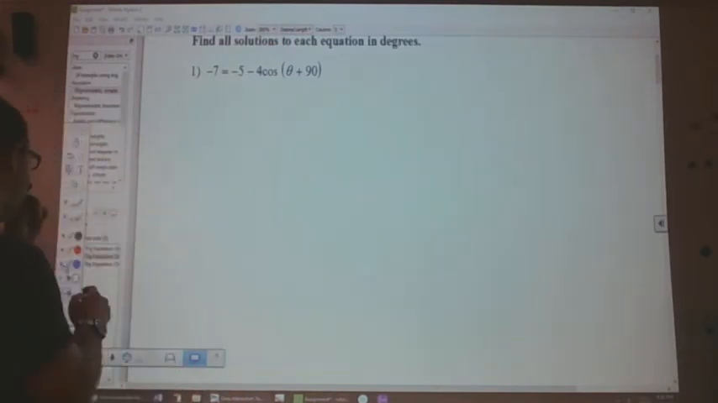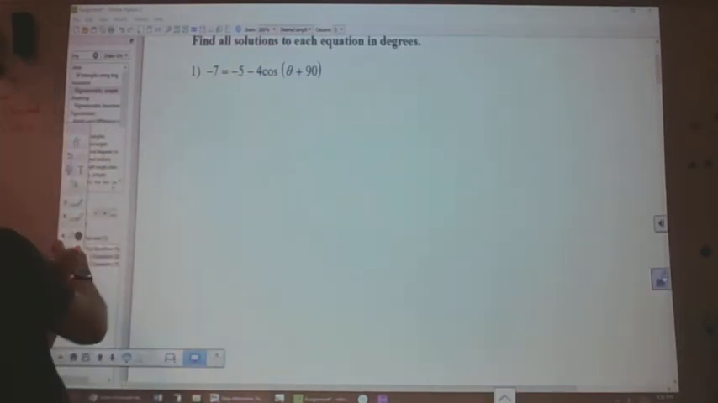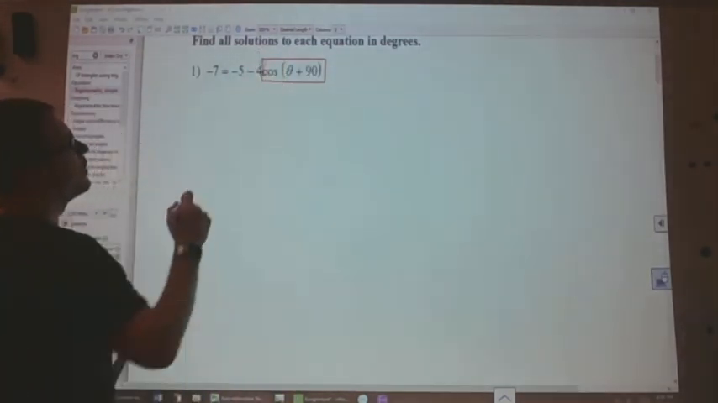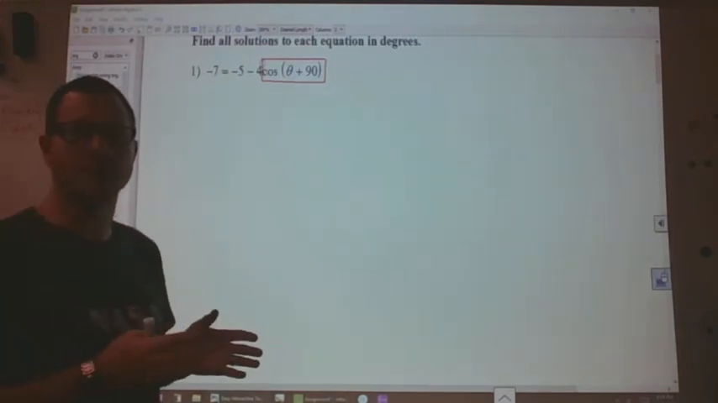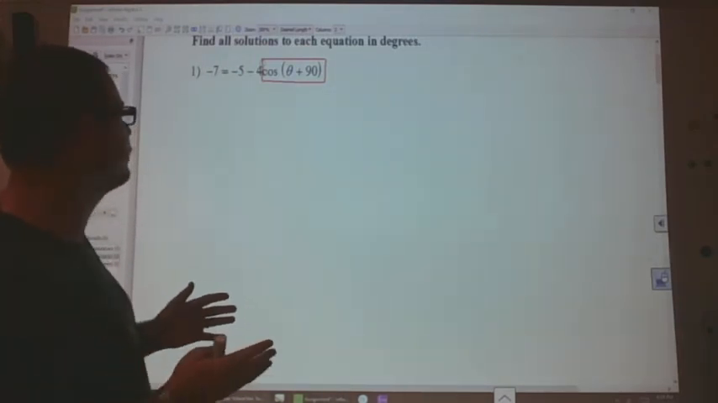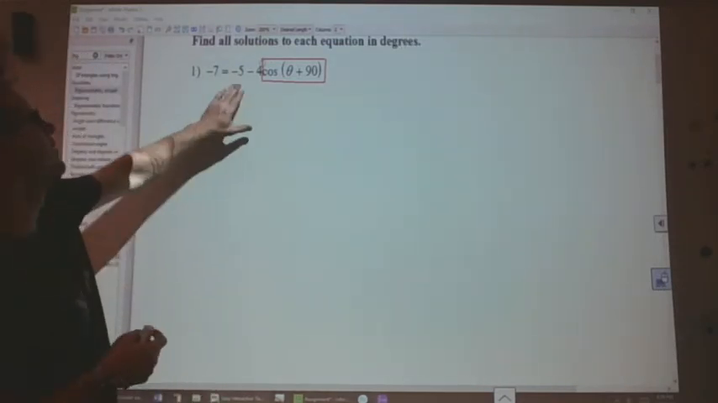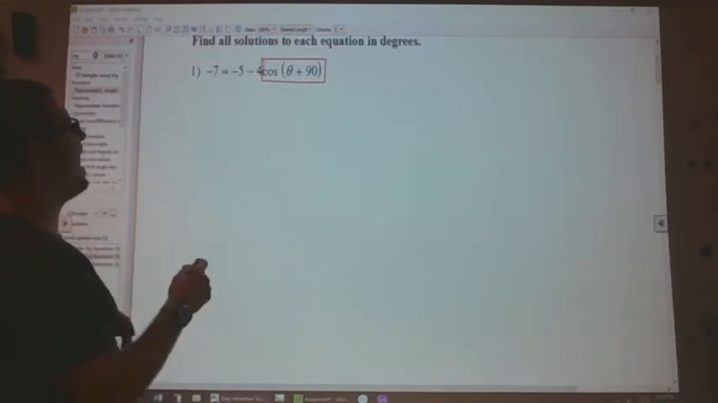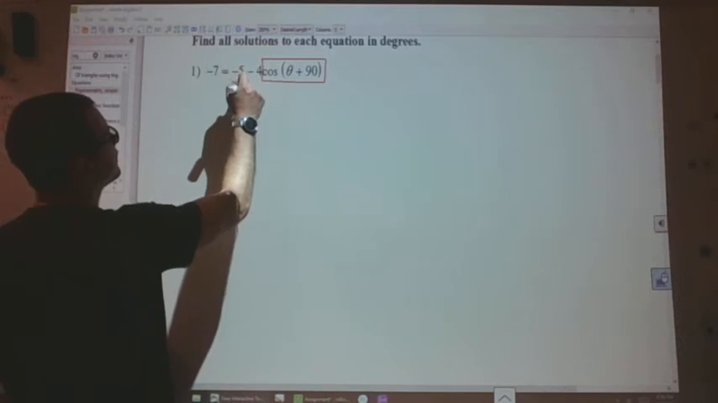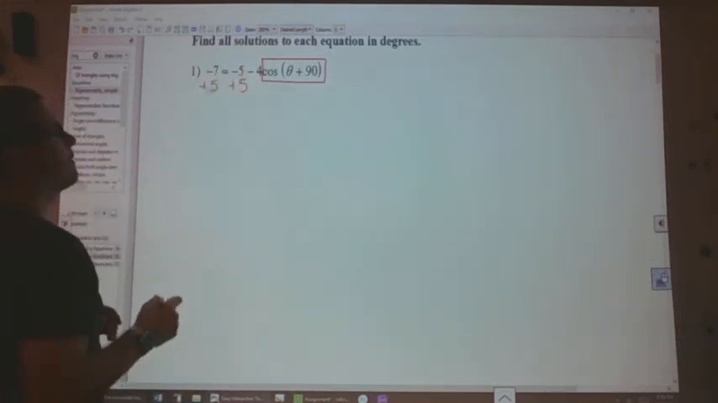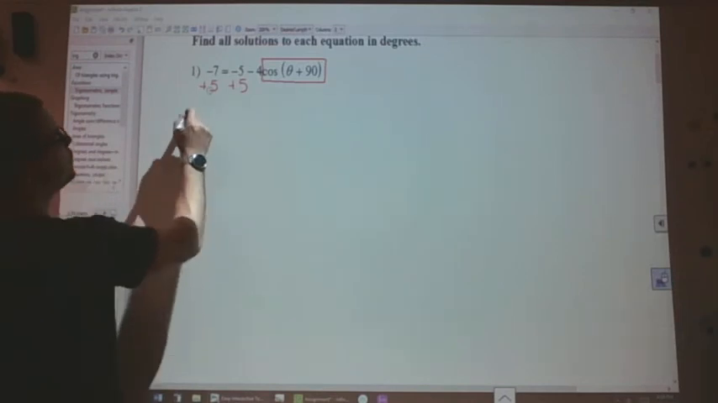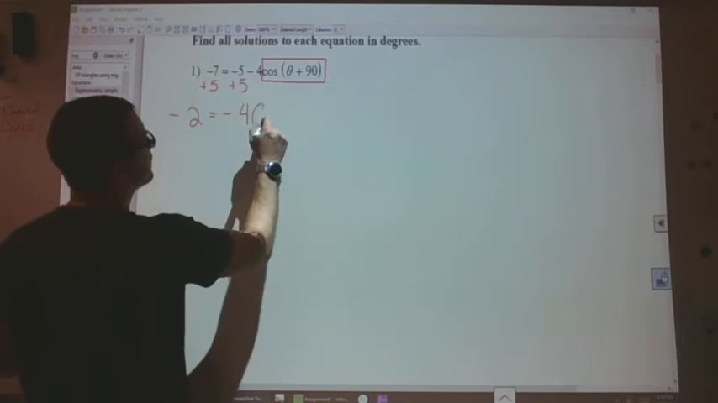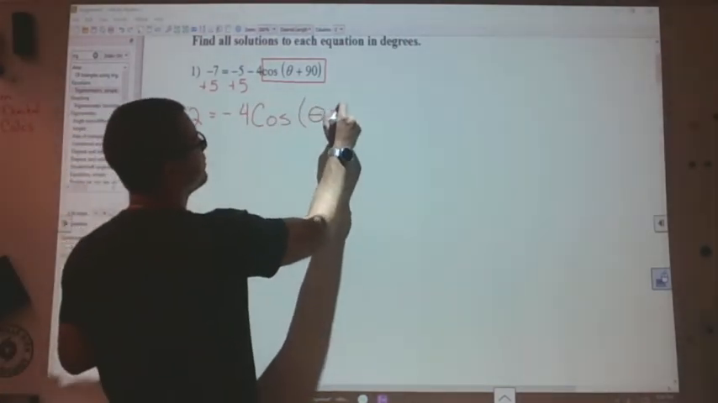So for this problem, we are going to start out by trying to isolate on one side of the equation this piece right there, that cosine of theta plus 90. So we're going to get that by itself using opposite operations. I have this subtracted 5 and this multiplied -4. So I'm going to add 5 to both sides first. We'll do this step by step so that we get -2 is equal to -4 cosine of theta plus 90.